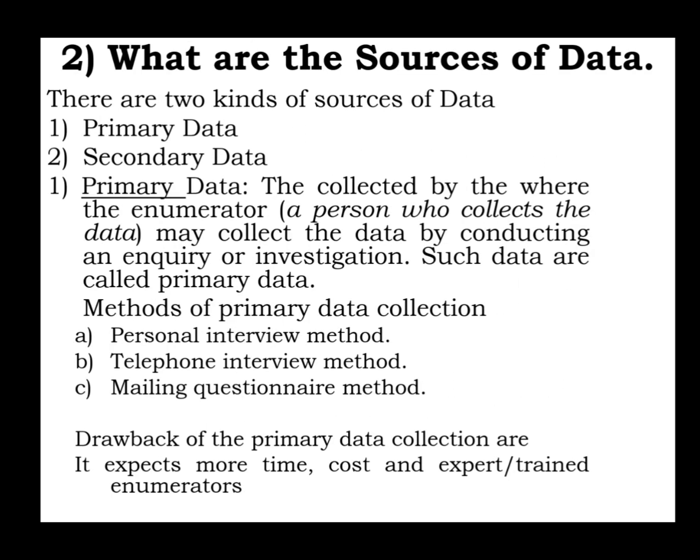Thereafter, we understood where this data is available, or what the sources of data are. There are two kinds of sources: primary data and secondary data. We defined primary data as the data collected by an investigator or enumerator by conducting an inquiry or investigation. Such data are called primary data.